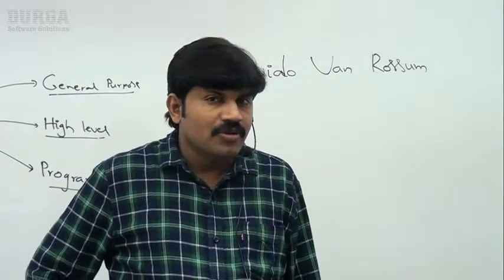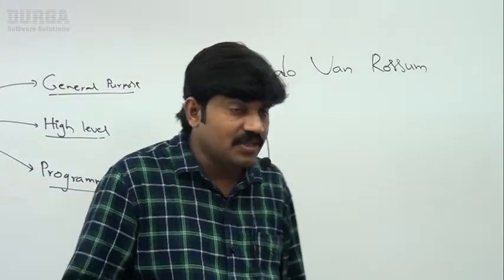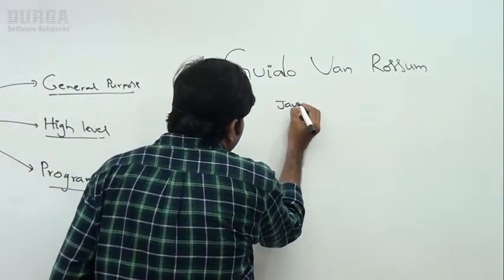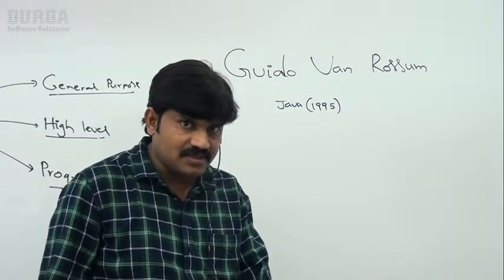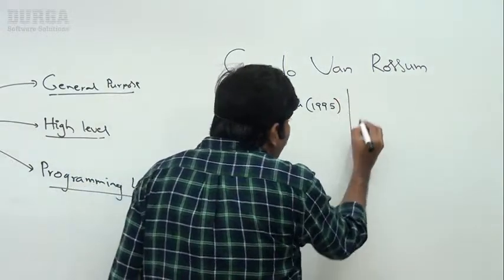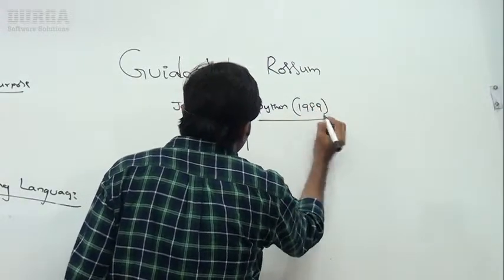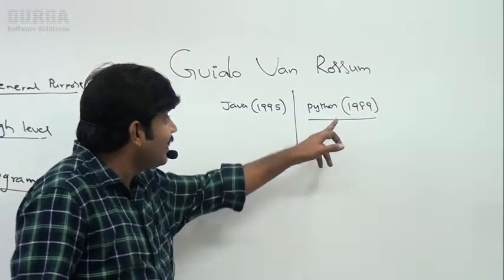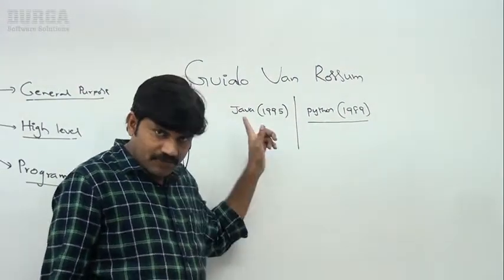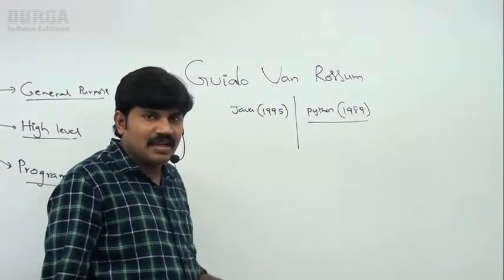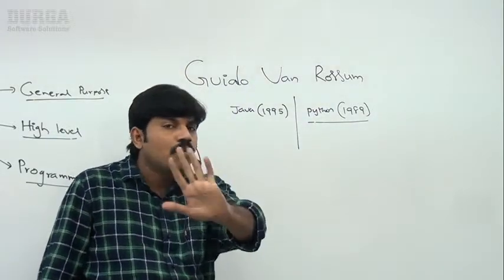Remember this one, sir. Java came in 1995. Sir, Java came in which year? 1995, and officially released in 1996, sir. Remember. Next, Python, when did Python come, sir? 1989 only. Remember this one. So it is an older language even than Java. Java came in 1995 or 1996, but Python came in 1989. It is the old language, right?